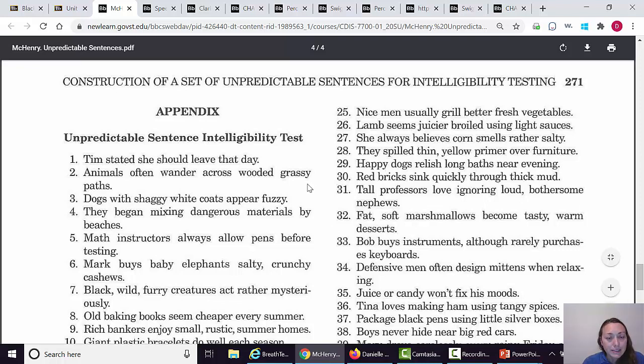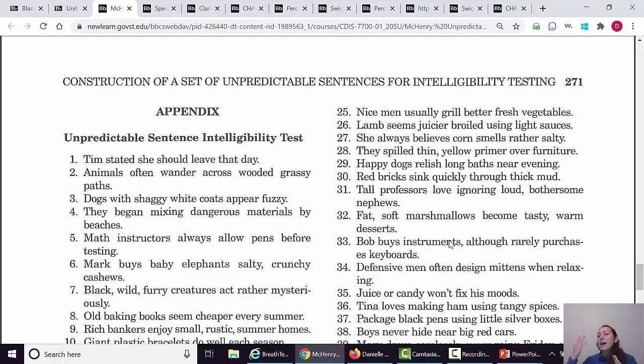So utilizing unpredictable sentences might be helpful, because you have a robust list of sentences. Have the patient read 20, or 10 of them, however many you want, and then you can mark plus or minus for the words you understood. Look at the first one: "Tim stated she should leave that date." The patient says something, and then you can take data, plus, minus, plus, minus, and then go back.